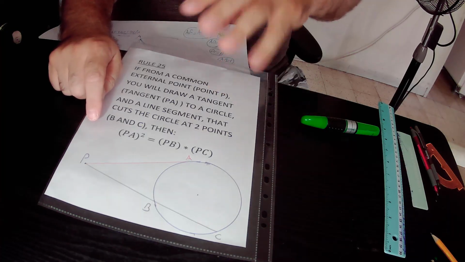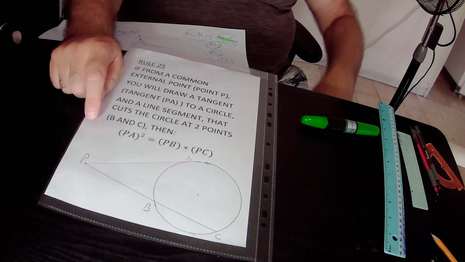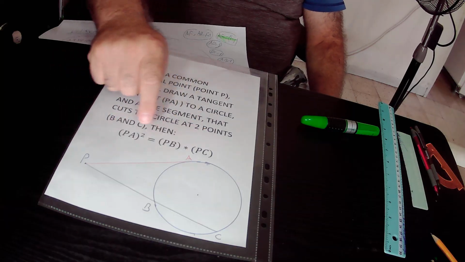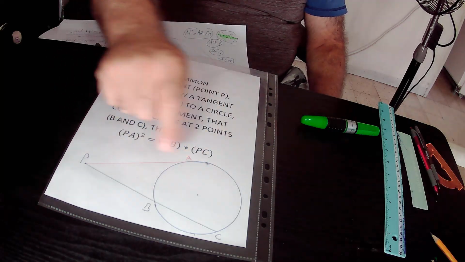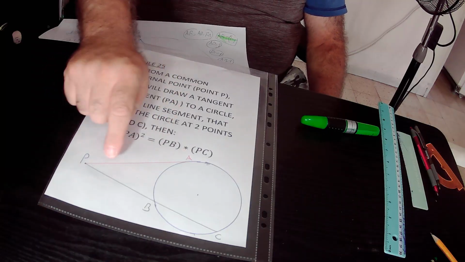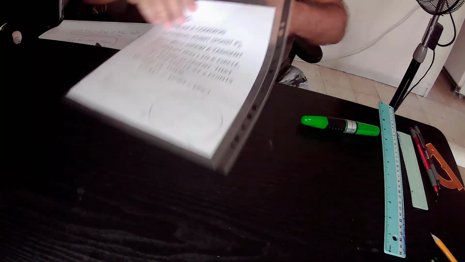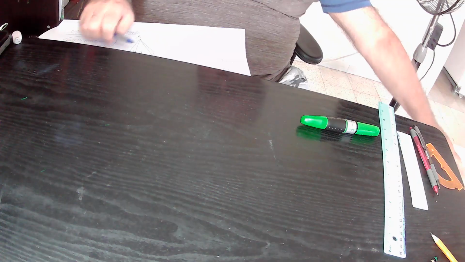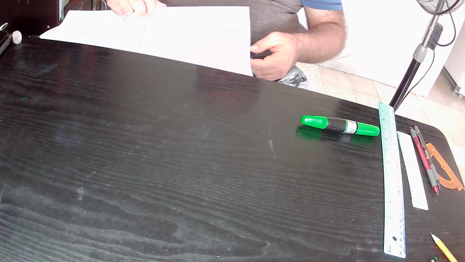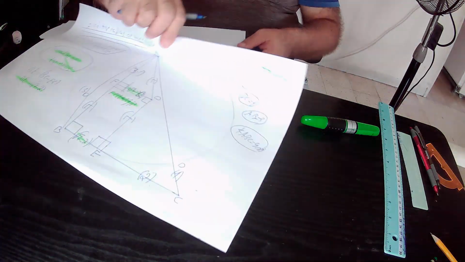So in this drawing, the following equation is true: PA square equals PB times PC. Again, PA square equals PB times PC. So we can actually implement rule 25 in our drawing.